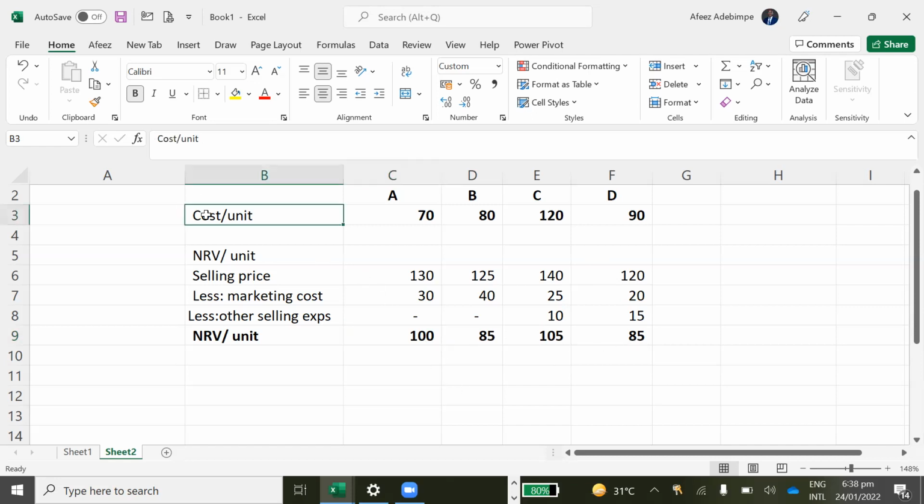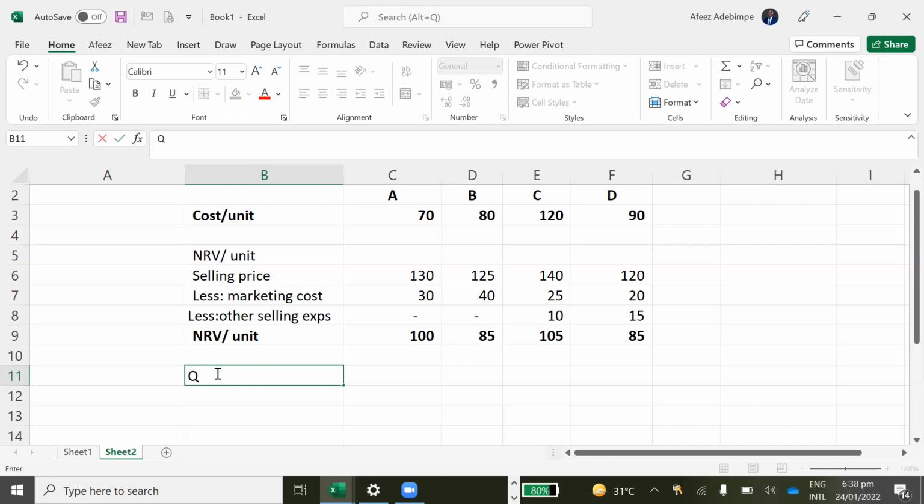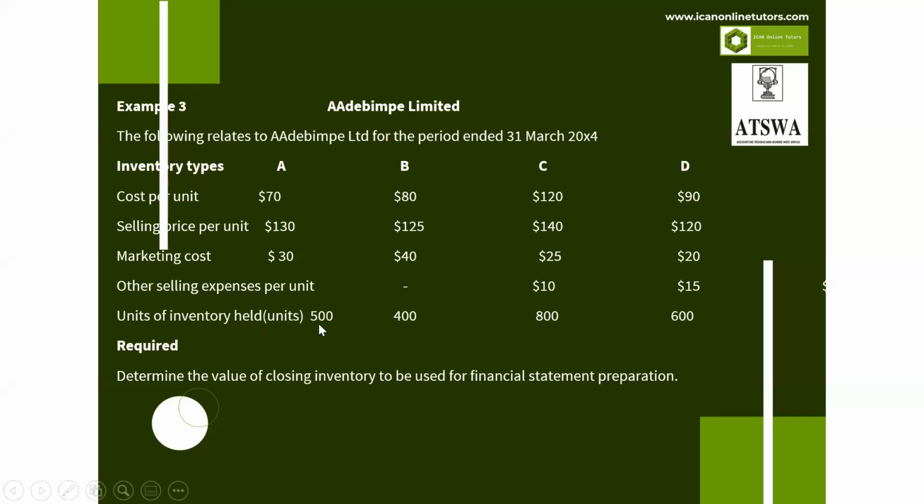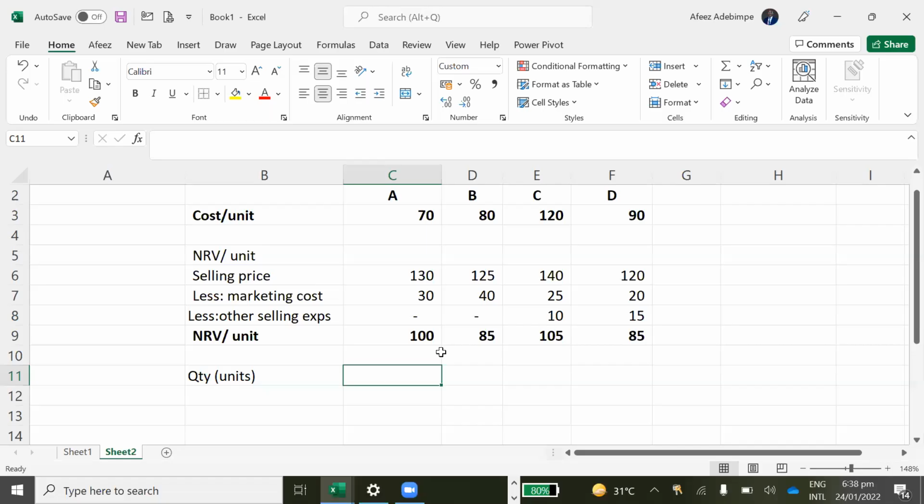Now that I've been able to determine both cost and NRV, the next thing is for me to determine the value. To do the value, I will need the units, that's the quantity at hand. I will need that. For the units, A, 500 units, 400 units, 800 units, and 600.